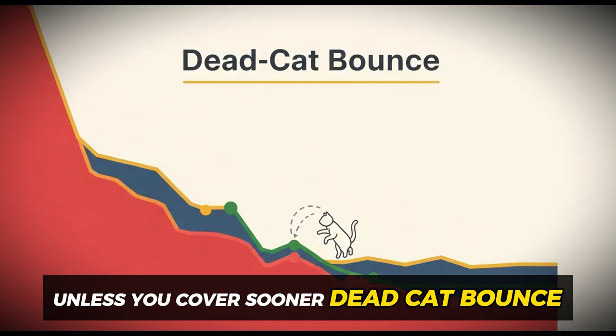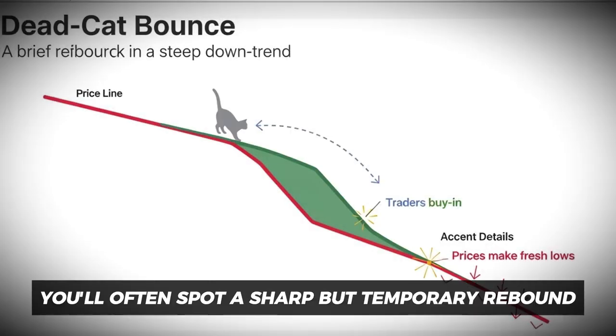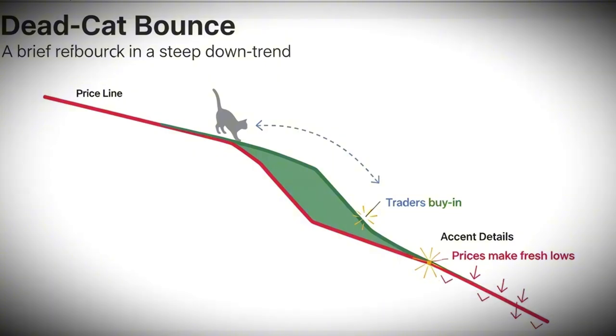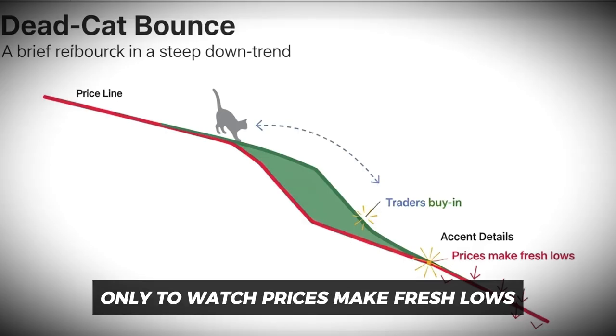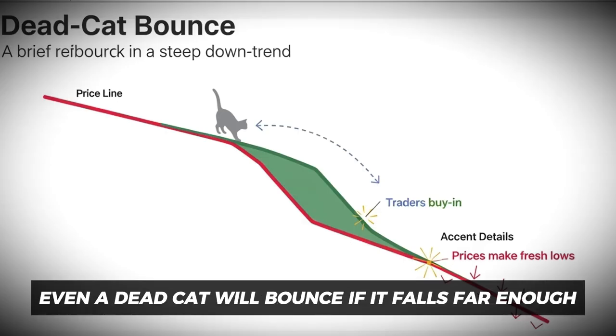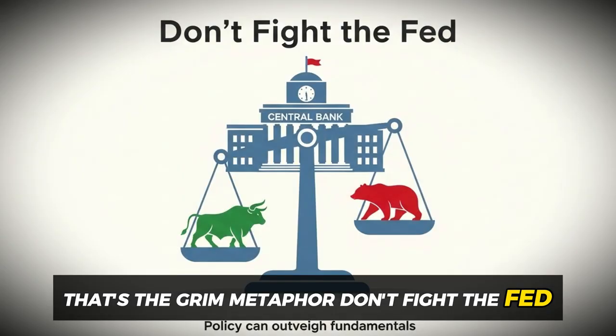Dead cat bounce. In steep sell-offs, you'll often spot a sharp but temporary rebound, a dead cat bounce. Traders jump in, thinking the bottom is in, only to watch prices make fresh lows. Even a dead cat will bounce if it falls far enough. That's the grim metaphor.